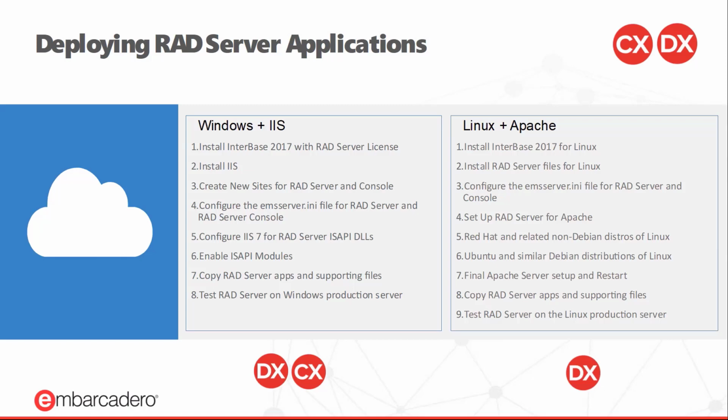You want to install and set up RAD server for Apache. There are different steps for setting up the paths to the shared object files for the RAD server engine and for the RAD server console. And then you'll copy over your extension packages and any supporting runtime library files, again, to Linux. And you'll be set up and deployed, and you can do your testing to make sure that everything is connected properly.